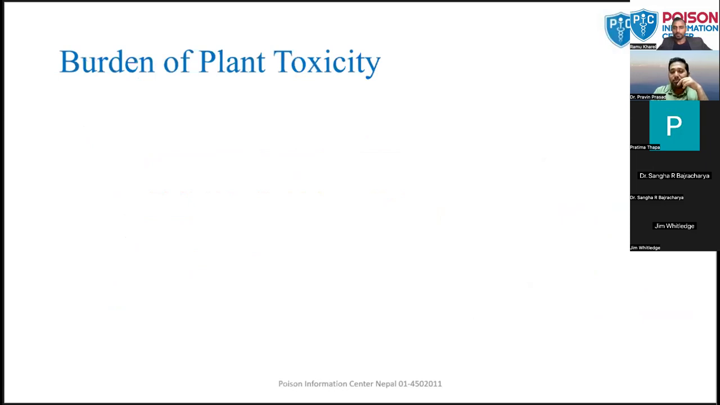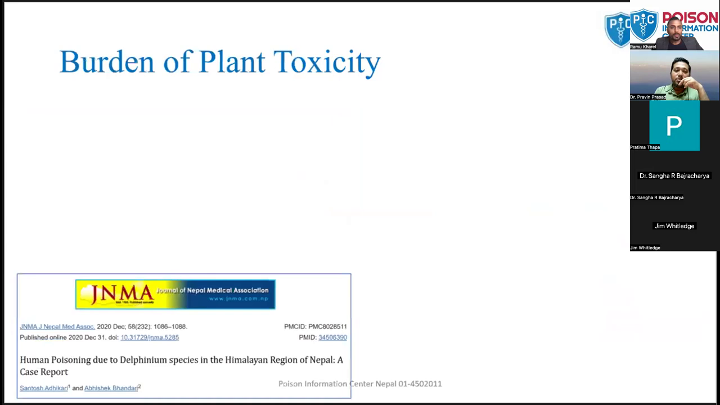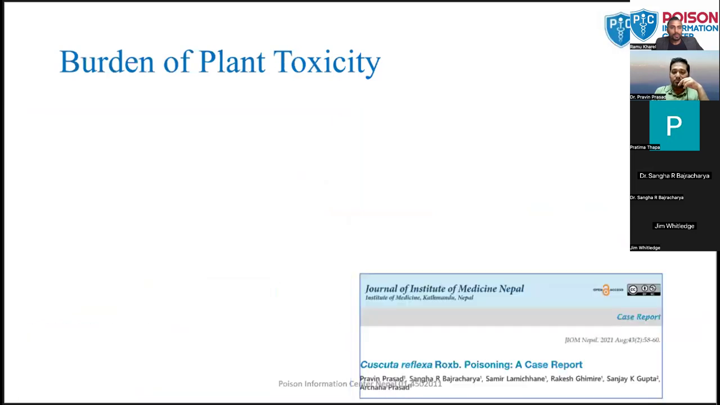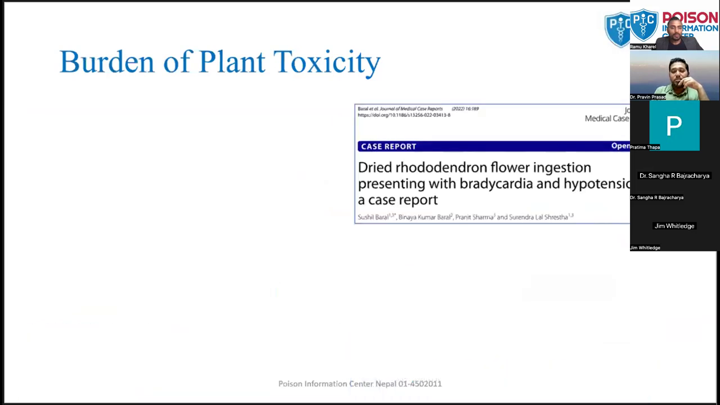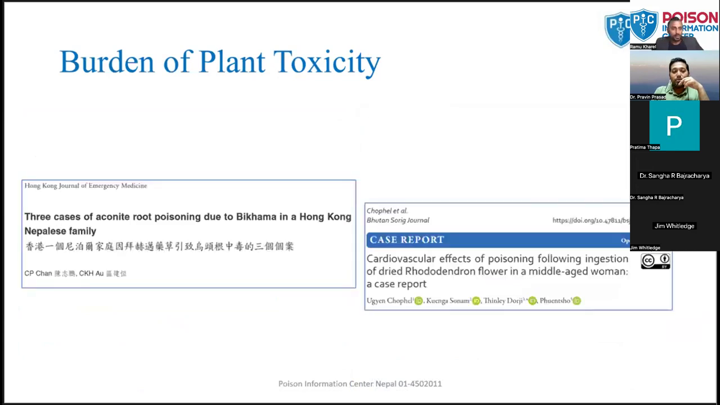So if we talk about the burden of plant toxicity in Nepal, we don't have clear hospital data on this. However, if we just Google it, we can use Google Scholar, we can use PubMed, anything, we can come across multiple case reports. These case reports do show that plant toxicity is a very common problem.